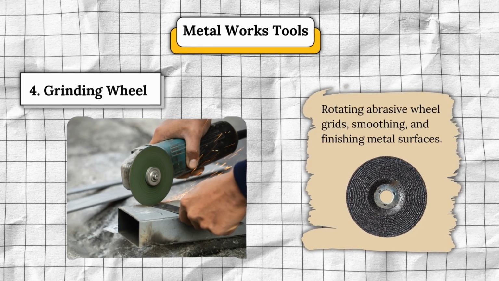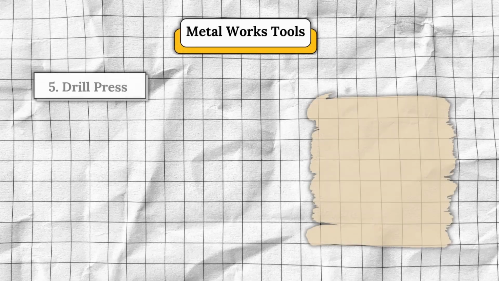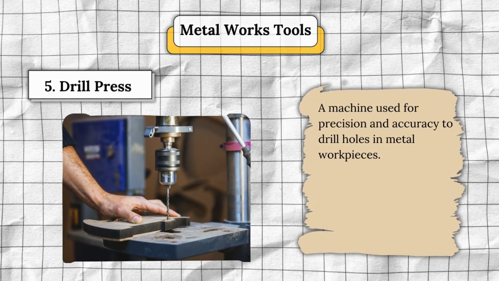Number 4. Grinding wheel. Rotating abrasive wheel grinds, smoothing and finishing metal surfaces. Number 5. Drill press. A machine used for precision and accuracy to drill holes in metalwork pieces.